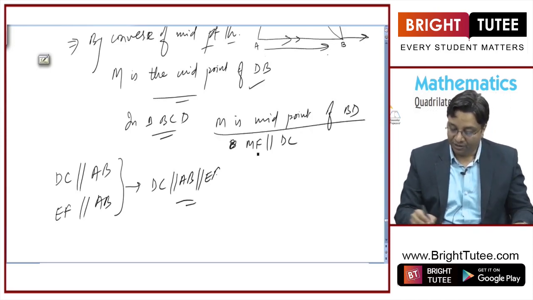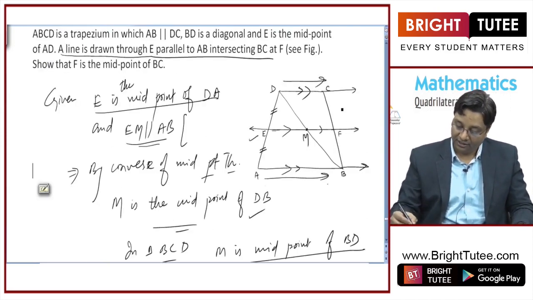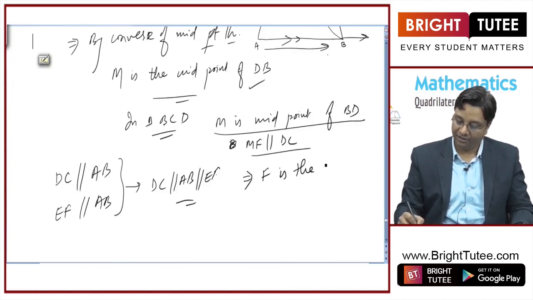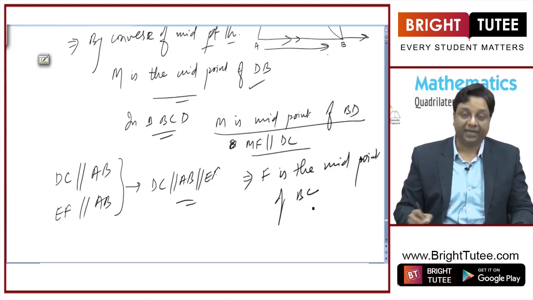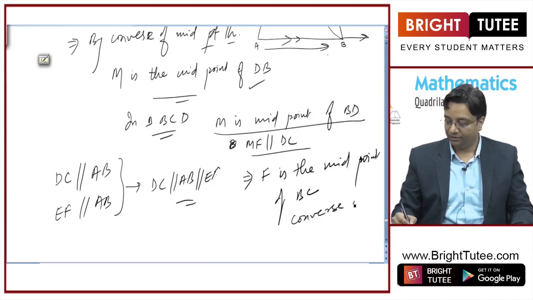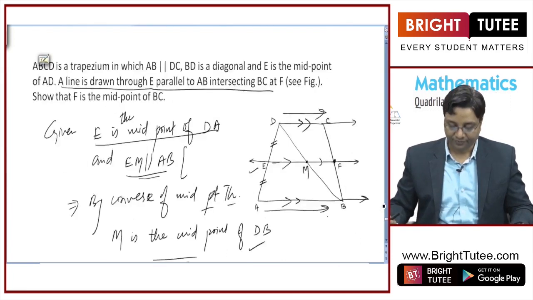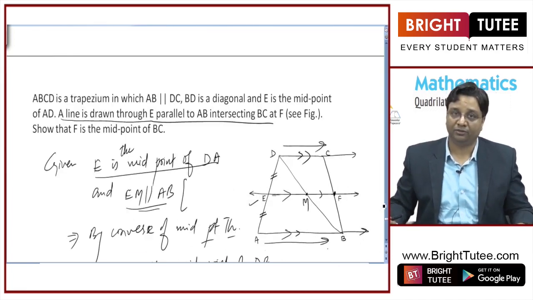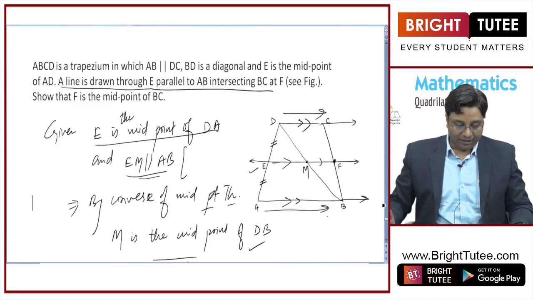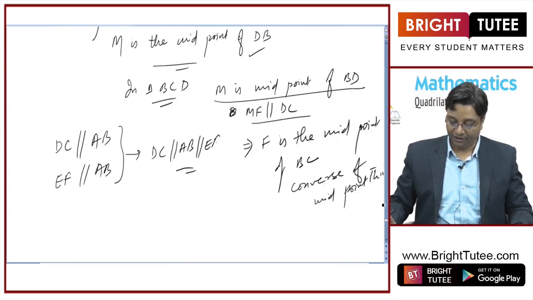Now M is the midpoint of BD, MF is parallel to DC, so what can you say about F? F is the midpoint of BC by converse of midpoint theorem. Okay, or you can simply say that by midpoint theorem. Okay, midpoint theorem includes its converse also. All right, so F is the midpoint of BC.